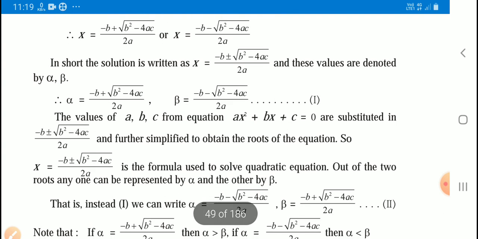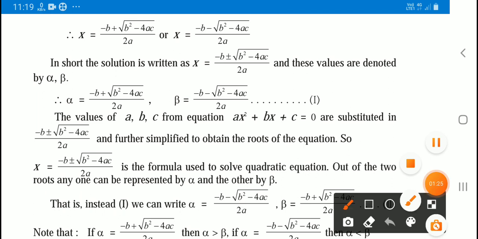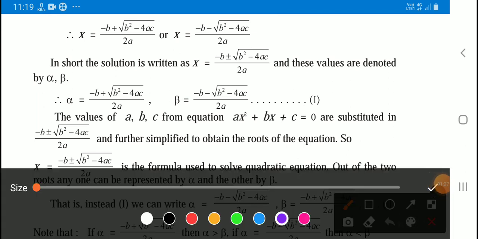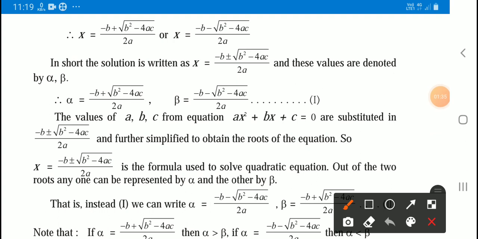So here they have given the value of the quadratic formula. Look here, alpha's value is alpha is equal to negative b plus under root b square minus 4ac upon 2a, and beta's value is the same, just the sign is different. In alpha there is a plus sign and in beta there is a minus sign. Beta is equal to negative b minus under root b square minus 4ac upon 2a.